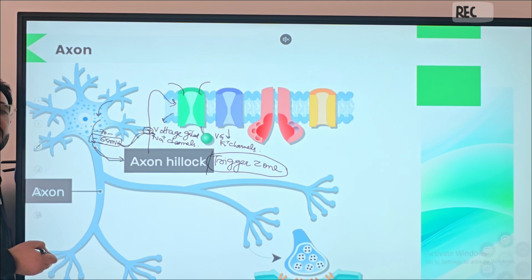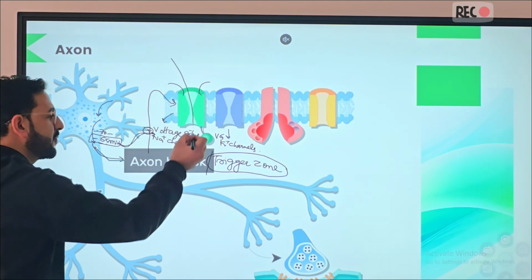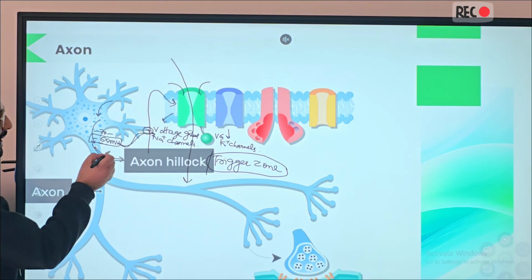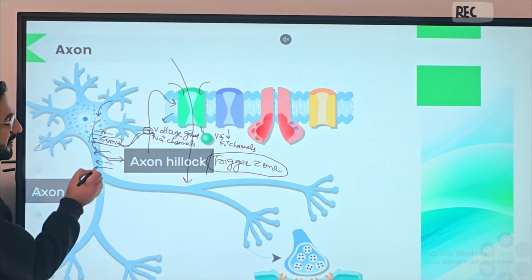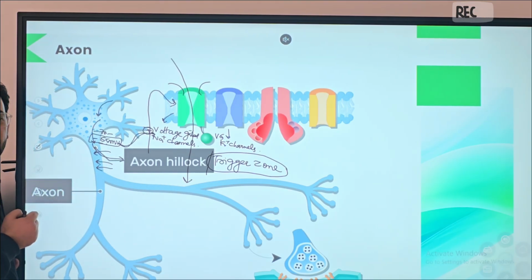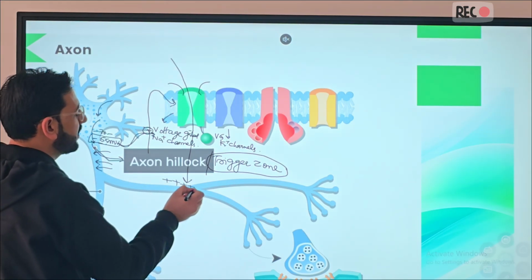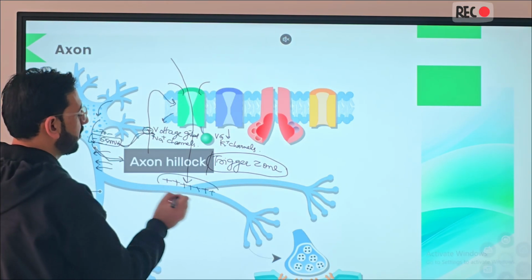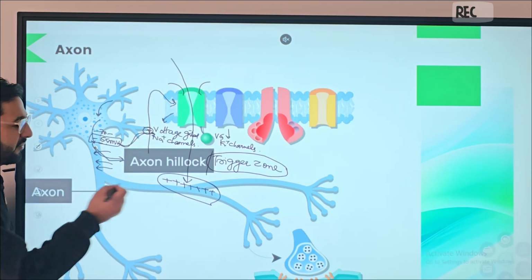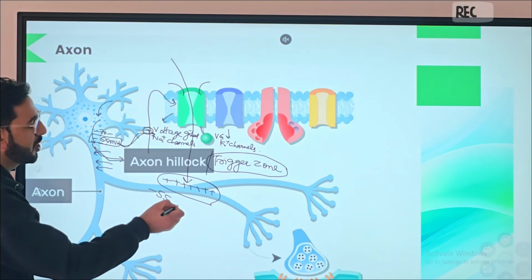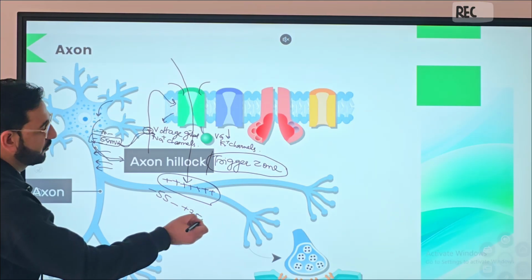Now once the voltage gated sodium channels open, what will happen? There will be a lot of sodium coming from outside to inside via these voltage gated sodium channels. Inside the cell, it will become more and more positive. So it will go from -55 to +35 millivolts.